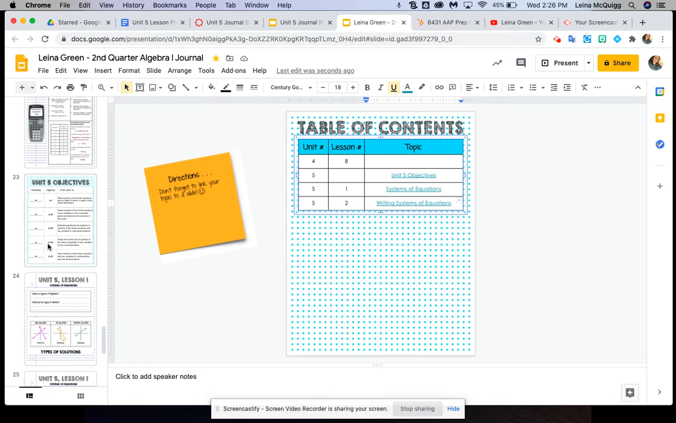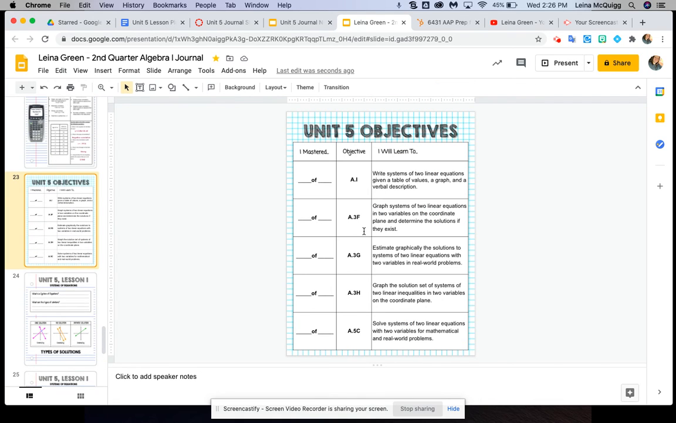Okay, so let's look at Unit 5 objectives. This is what we're going to cover in this unit. And then this is all we're going to do for today. So Unit 5 objectives, we have A1. Oh, something's missing on here. I think there's supposed to be a number here. Okay. Write systems of two linear equations given a table of values, a graph, and a verbal description.